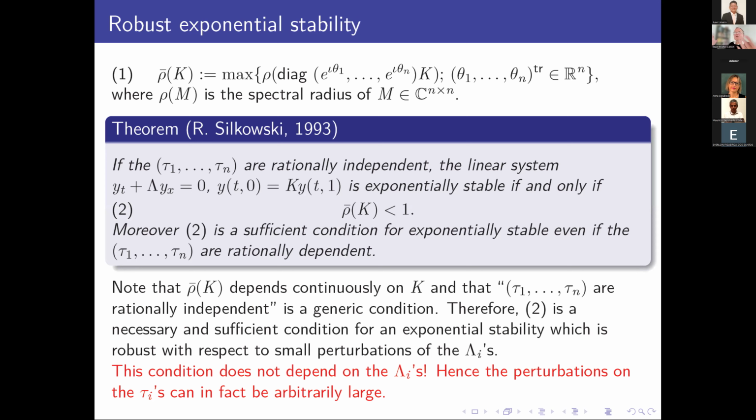And then you compute rho bar of k, and you have exponential stability which is robust to small perturbation on the lambda I, if and only if rho bar of k is less than 1. And you see there is something which is very interesting. Now the condition does not depend on the tau I, does not depend on the lambda I. So you have required that you have exponential stability which is robust with respect to small perturbation on the lambda I, but in fact you have the robustness with respect to every perturbation on the lambda I.